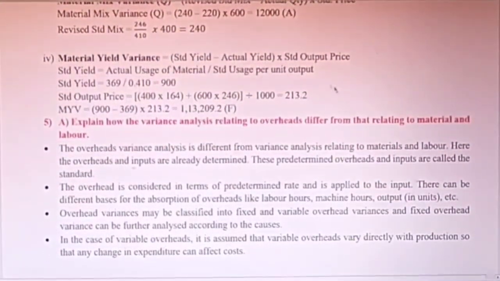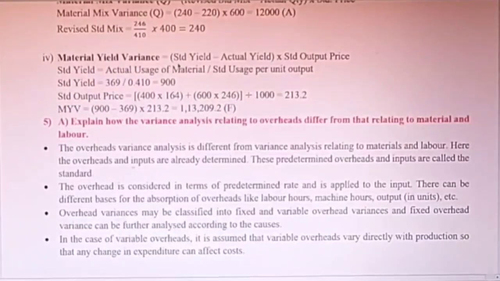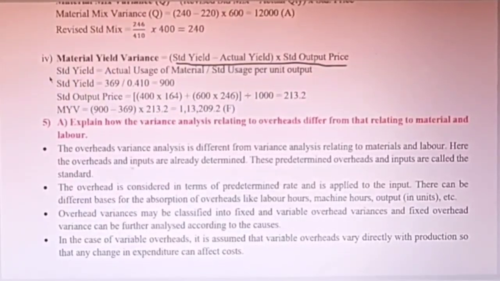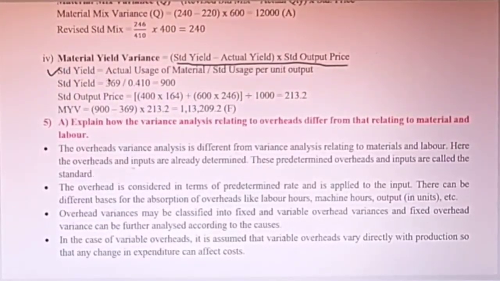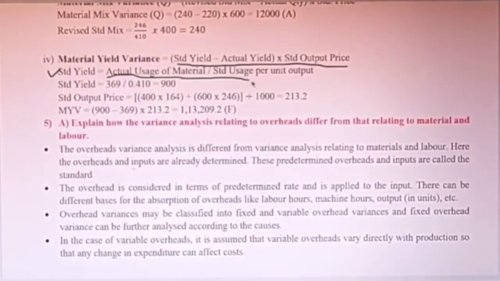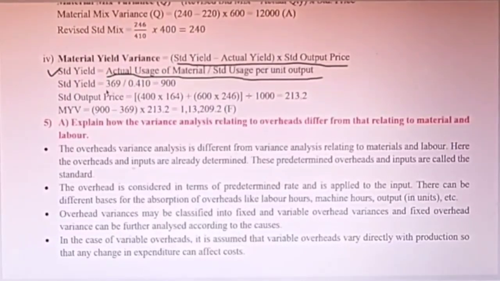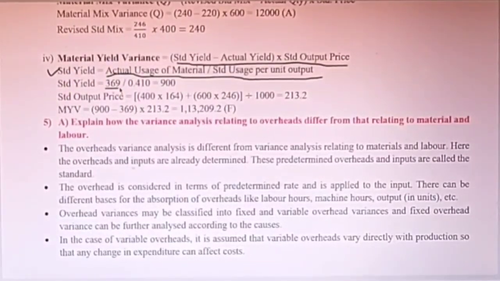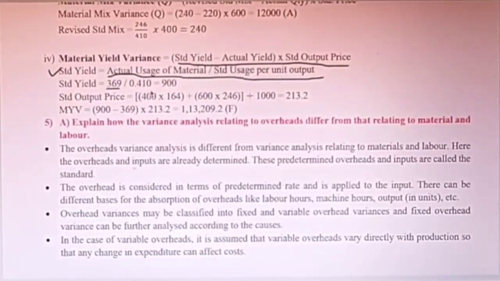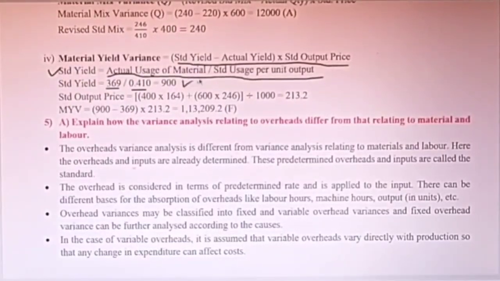To calculate the material yield variance, again use this formula: standard yield minus actual yield into standard output price. Now again you have to find the standard yield. Standard yield is actual uses of material divided by standard uses per unit output. So actual uses of material is 369, which is given in the question, divided by standard uses per output, that is 410 divided by 1000. When you divide these two numbers, you get 900.